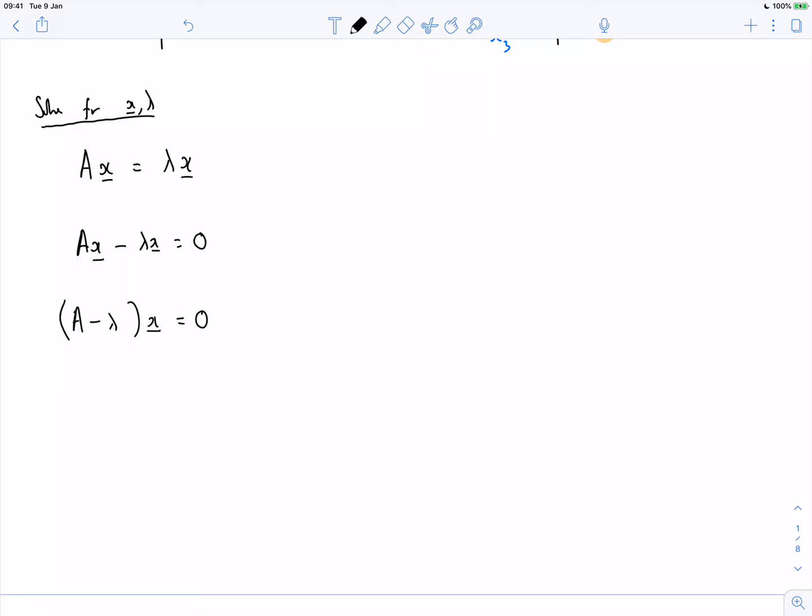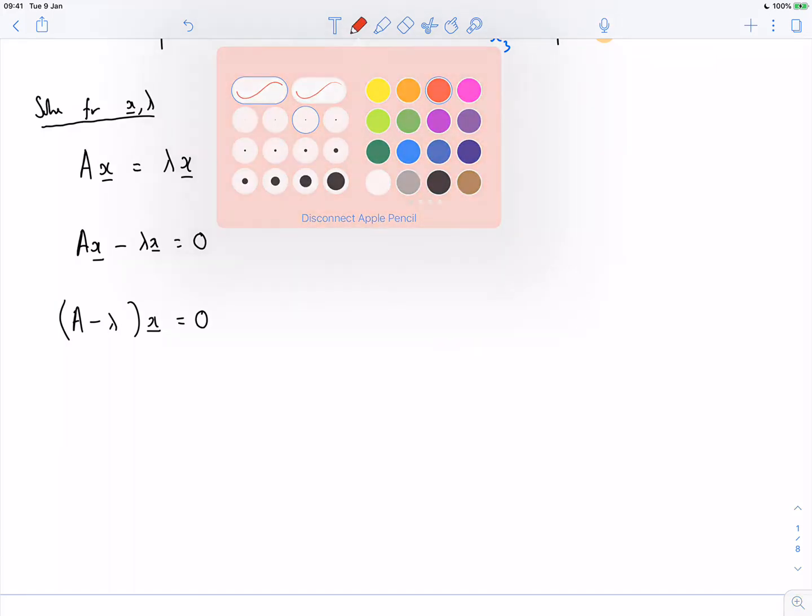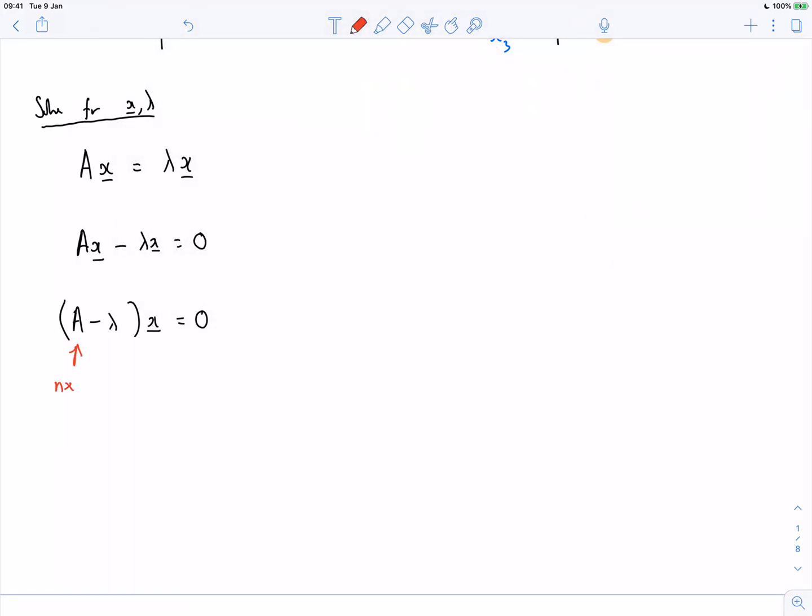Now, there's a couple of things here. One, A is an n by n matrix, and lambda is a scalar. So it doesn't make sense to have something like this, say 1, 2, 3, 4, and then say minus 5. That's just not a thing we do. That just doesn't make sense. And we can't do it.